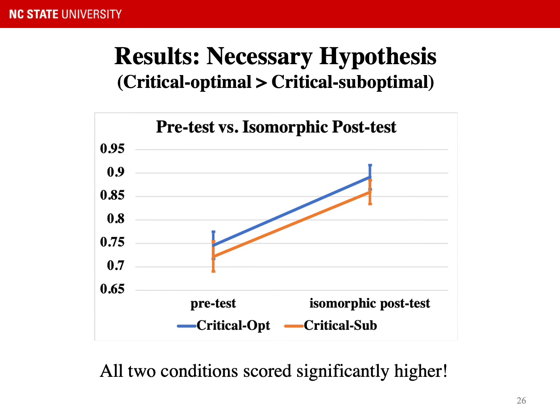In the necessary hypothesis, we compared the critical optimal condition with the critical suboptimal condition. First, we compared the pretest and isomorphic post-test scores. For pretest, there's no difference between the two conditions. It means the two conditions are balanced in terms of incoming competence. Then the result shows that the isomorphic post-test scores are significantly higher than the pre-test scores in both conditions. It means that our tutor could improve students' learning regardless of the policies deployed.